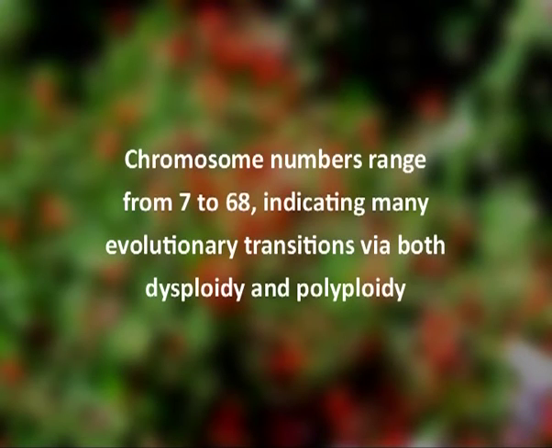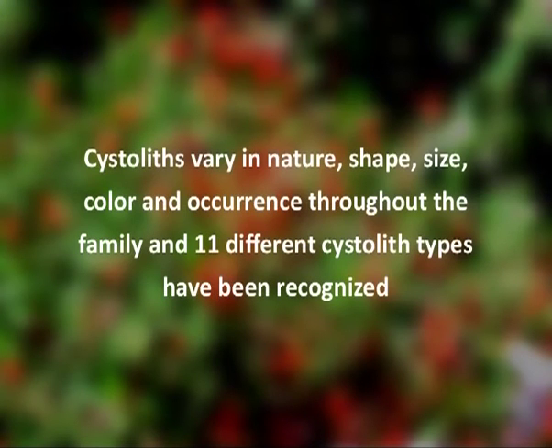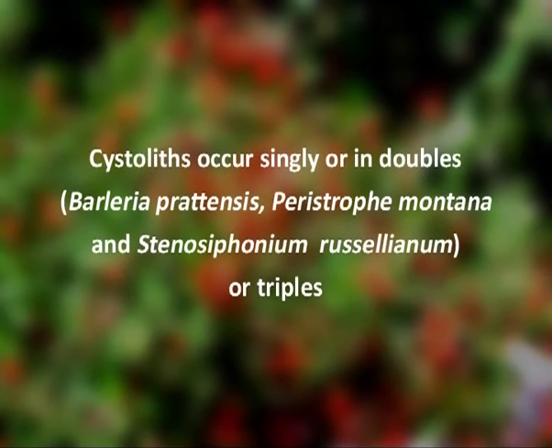Cystoliths vary in nature, shape, size, color and occurrence throughout the family, and 11 different cystolith types have been recognized. Cystoliths occur singly or in doubles, as in Barleria prattensis, Peristrophe montana and Stenosiphonium russellianum, or in triples.